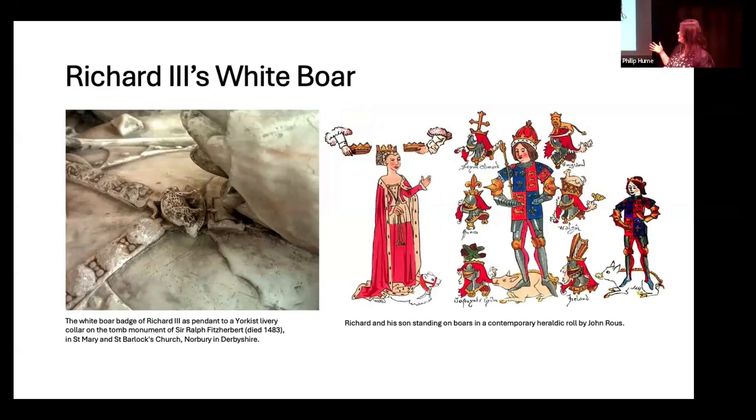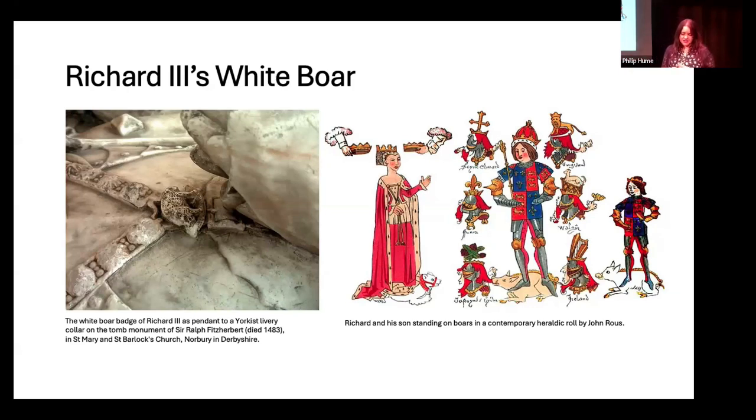So again, with livery collars, where Edward IV was particularly focused on the white lion, you have Richard III's livery collars, still with the white rose at the sunbursts, but instead with the white boar replacing the white lion. There's also an image on the right here from the Rous roll, which shows Richard and his son both being associated with the boar symbol. So it seems to have been something that he was passing on to his son at this point as well.